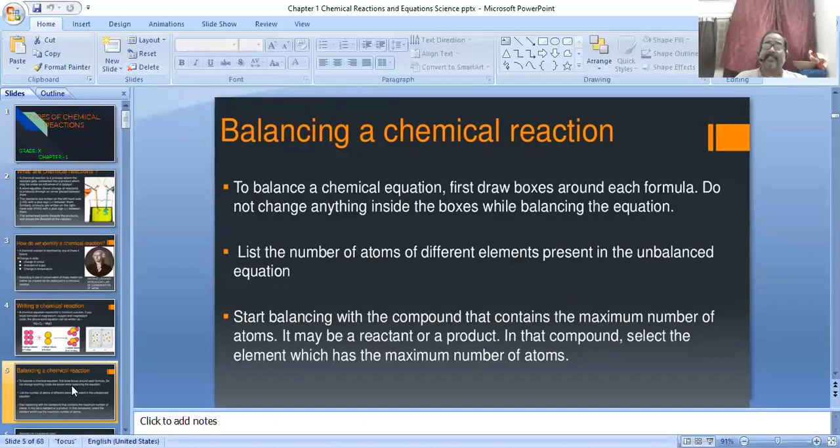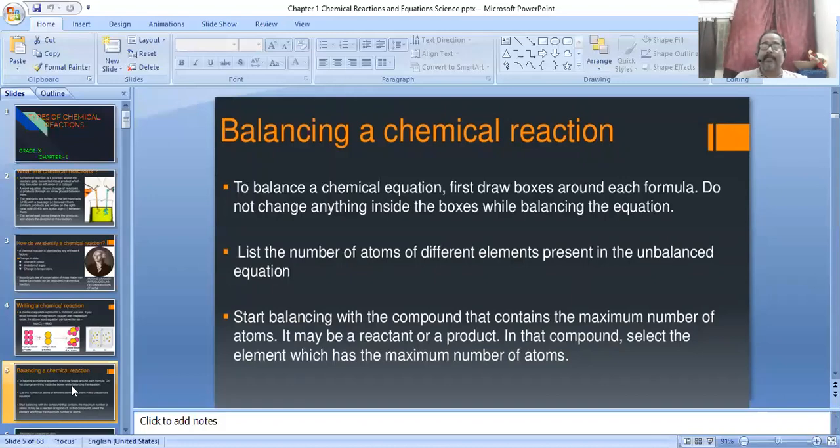So when we balance these types of equations, we only change the number of molecules, not atoms. Clear? It's the most important thing. When you balance any chemical reaction, you cannot change the value of atoms, you only change the value of molecules. That means the number in front of any symbol.